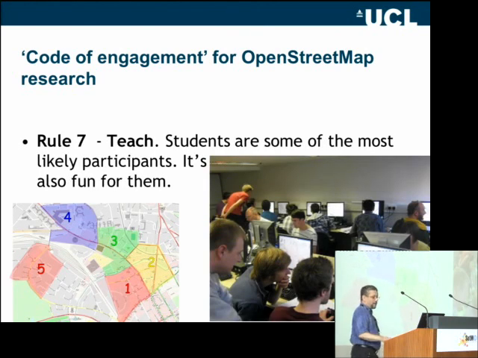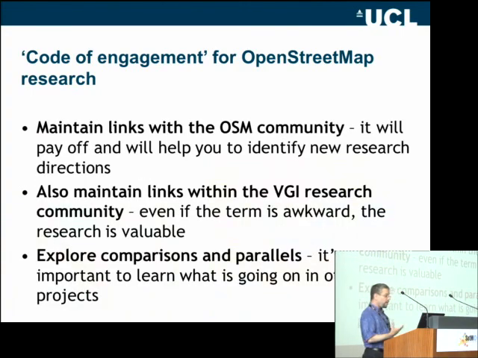Finally, along the rules: teach. Don't just use it for research and write papers about it. Teach it. We've been using OSM as an introduction to GIS, as a mapping part at the beginning of the year, and it works really, really well. That's a picture from Harry Wood from last year. A few other small points: maintaining links with the OSM community, which is kind of obvious and goes throughout. Links with the VGI research community are also important for researchers, as is exploring comparison and parallels.